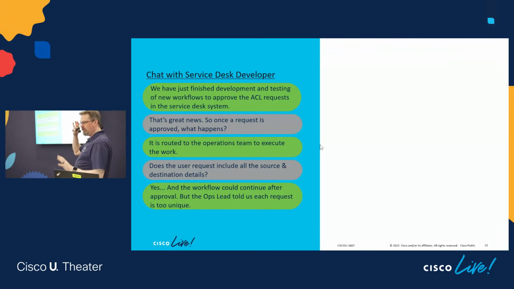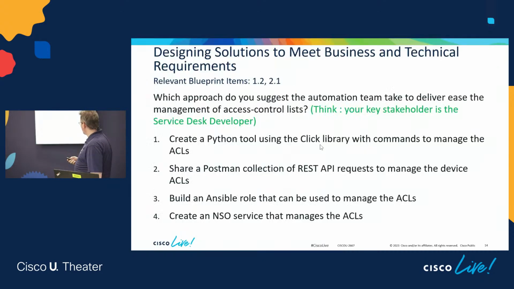So based on all of this information, you can have a look at the question again. And what do you think would make sense now? Look, create a Python tool. Yeah, it could still work, right? Share a Postman collection of REST APIs, build an Ansible role. If you put it all together, probably for a service desk developer, this is the right option, right? And it's not because we are Cisco, but yeah, you know.